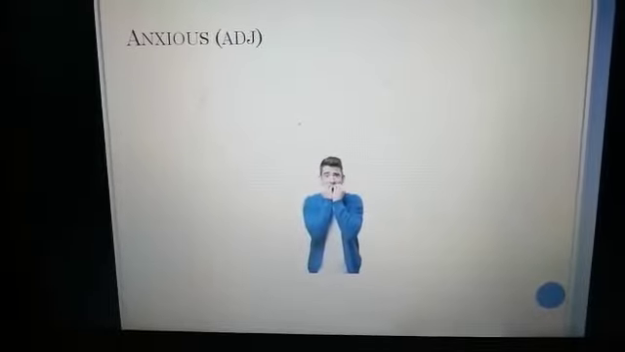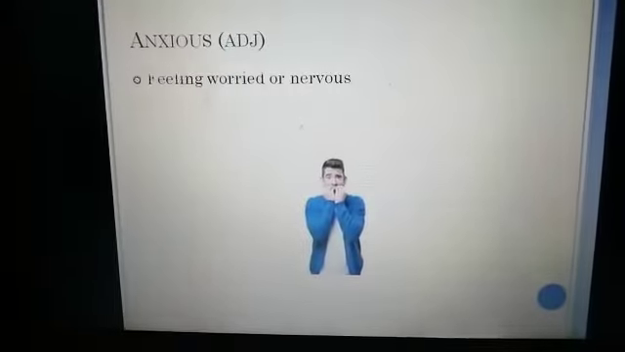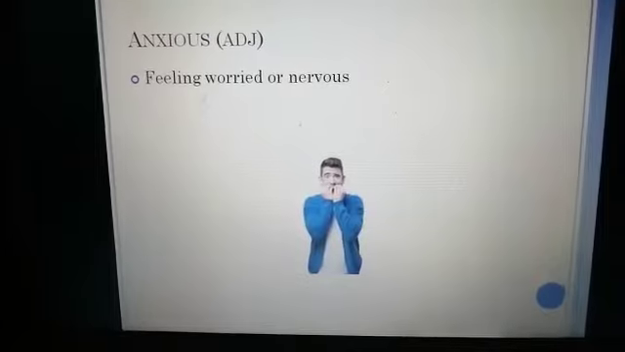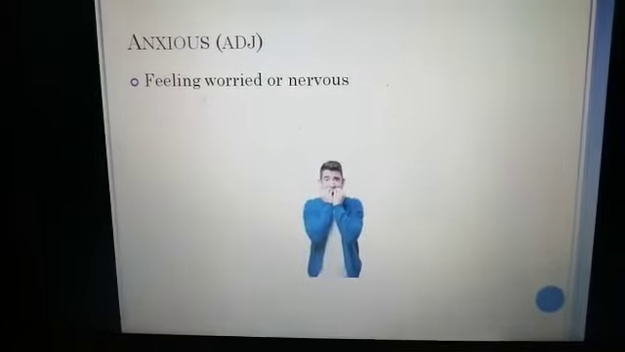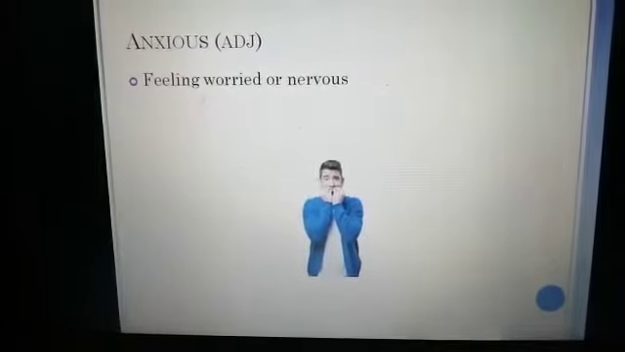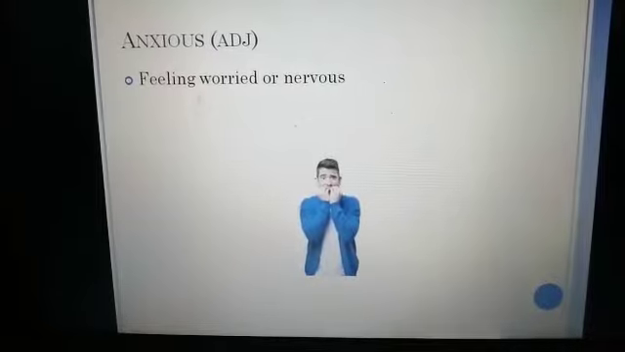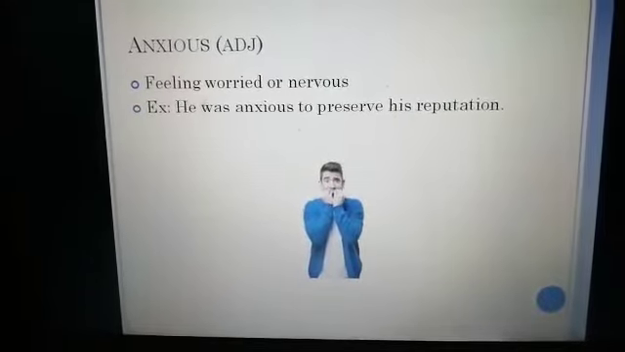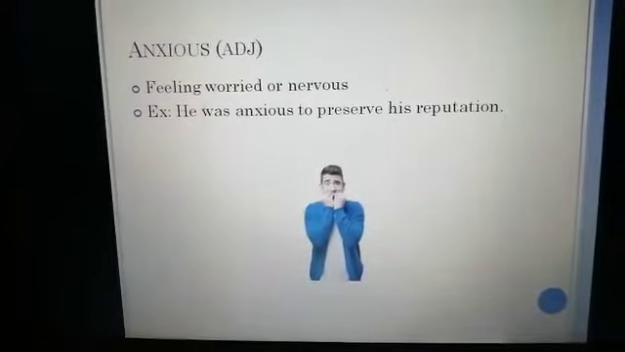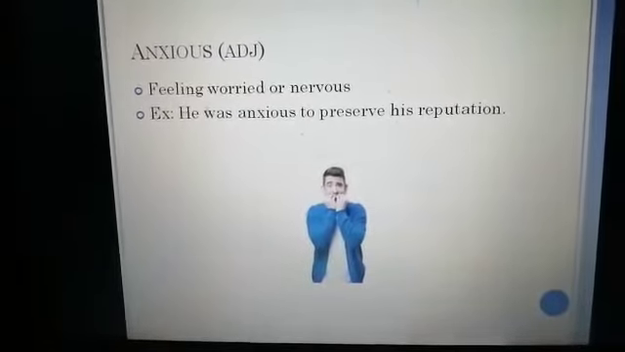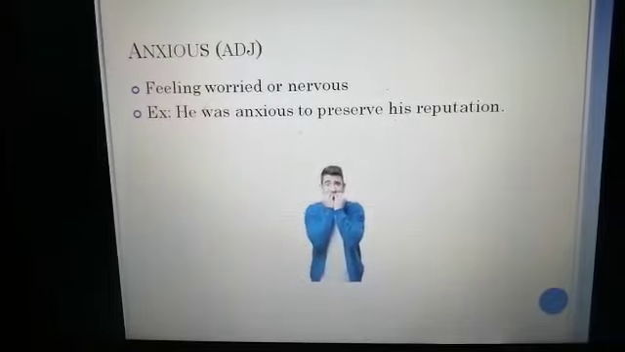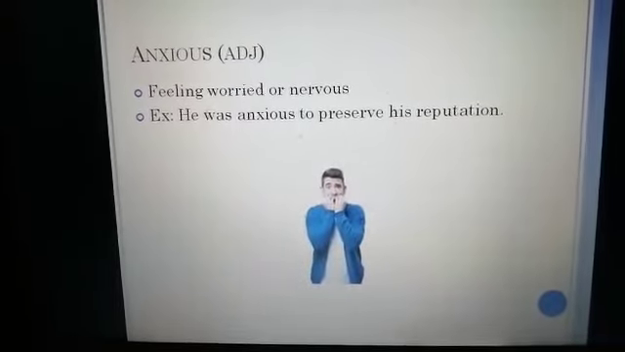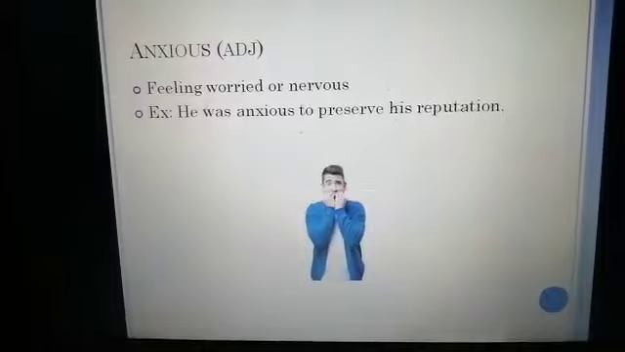Okay, anxious, it's an adjective, and it means feeling worried or nervous. When you're worried or nervous, it means anxious. For example, he was anxious to preserve his reputation. He didn't want anyone to say bad words about him, so he was anxious, he was worried to preserve his reputation.